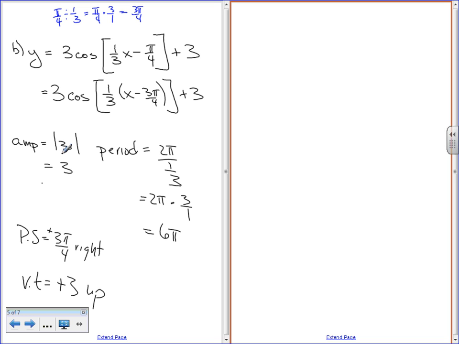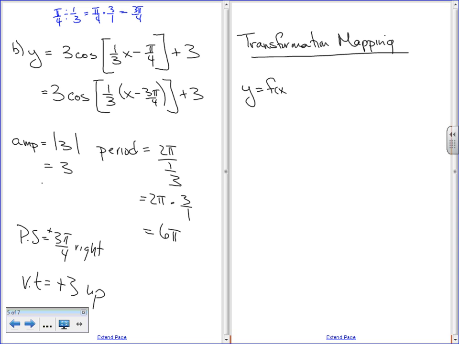Okay, so what we're going to do now is take these transformed functions and graph them. So in order to graph them, we are going to use a transformation mapping. This works for any single function in the world. It doesn't have to be a trig function. It could be a log function, exponential. It could be anything.